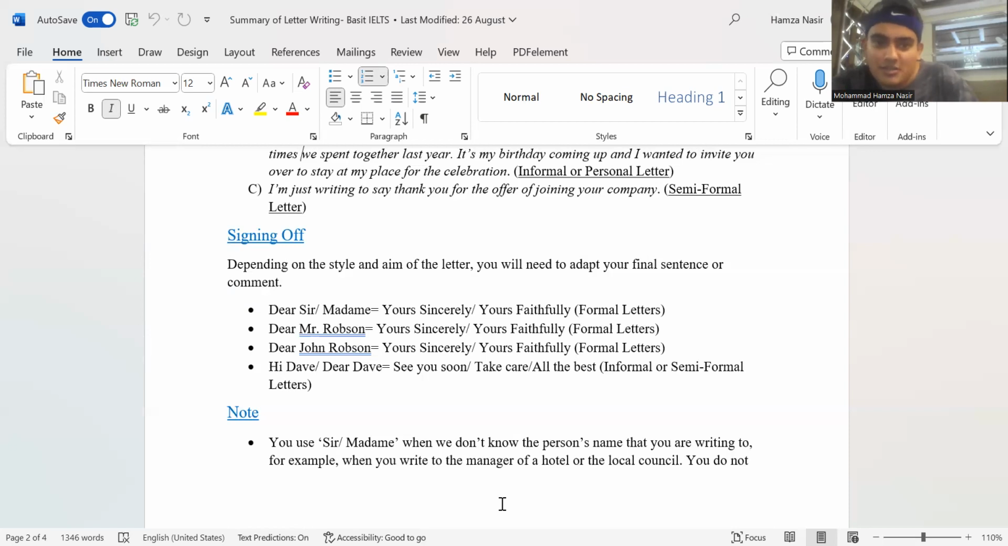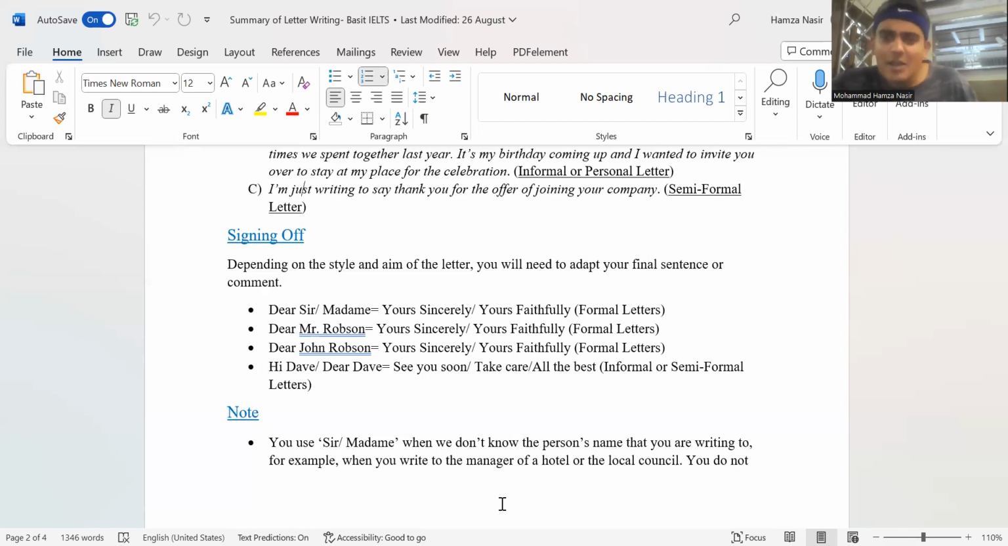So in formal letters, you can sign off as yours sincerely or yours faithfully. For example, you can start the formal letter as dear Mr. Robson, or dear John Robson, and you can sign it off as yours sincerely or yours faithfully. If you're talking about an informal or semi-formal letter, you can start off as hi Dave or dear Dave, and closing off could be see you soon, take care, all the best.